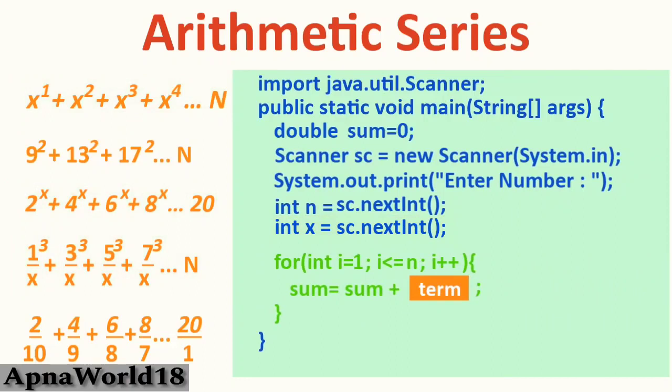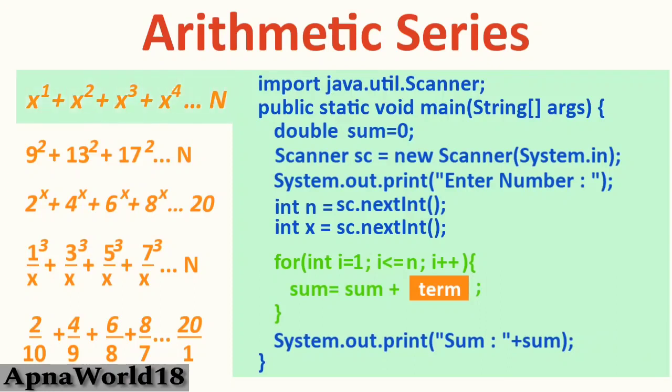We will write our basic for loop from 1 to n. Inside the loop, we will write sum = sum + term. Outside the loop, we will print sum. Now our template is ready. We will see how to form each term to add to sum.